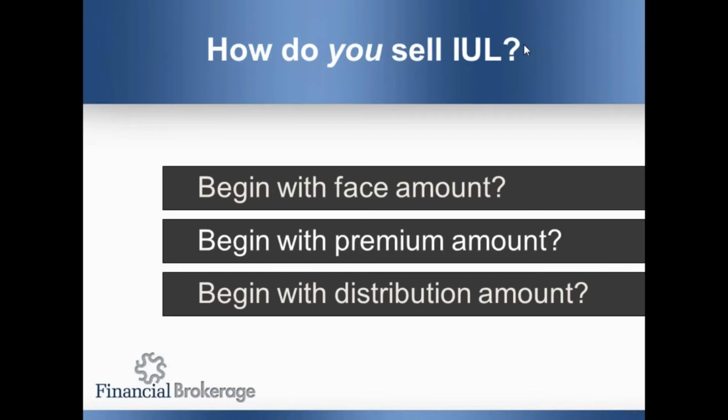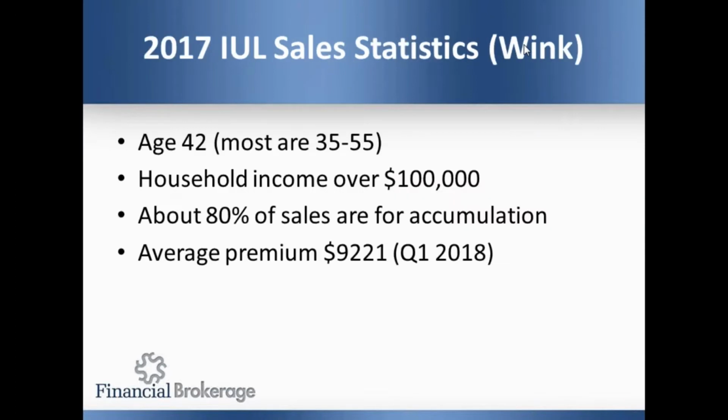So here's more details on what I'm calling the typical IUL sale. These stats were from 2017 from the organization Wink. They do a lot of research on index life, but a lot more on index annuities. And even though these numbers are from a few years ago, they don't change much over time. I would imagine for 2020, we're going to be within a year, one way or another with all of these.